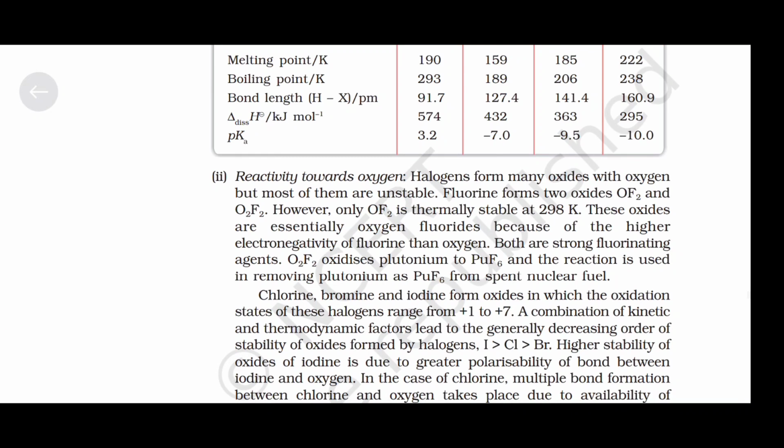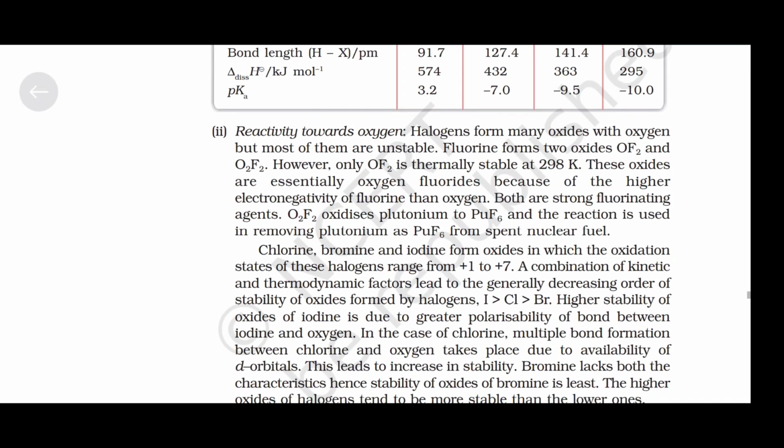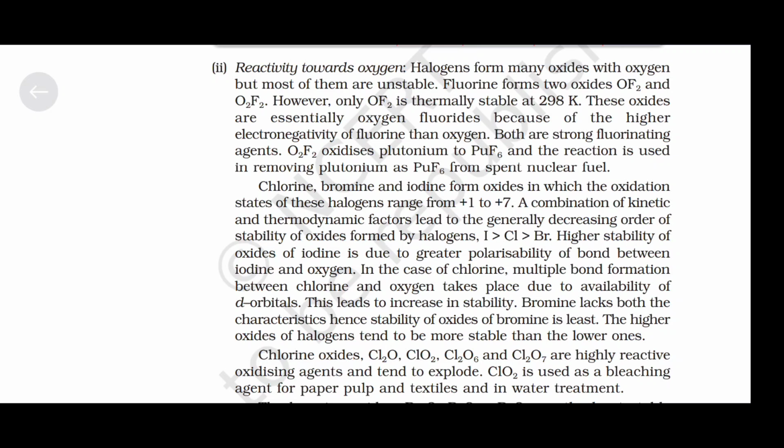Reactivity towards oxygen. Halogens form many oxides with oxygen, but most of them are unstable. Fluorine forms two oxides, OF2 and O2F2. However, only OF2 is thermally stable at 298 Kelvin. These oxides are essentially oxygen fluorides because of the higher electronegativity of fluorine than oxygen.